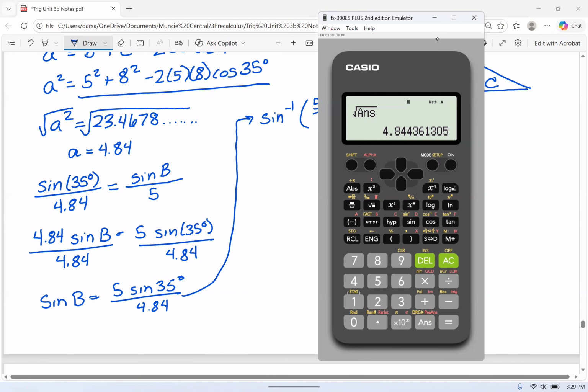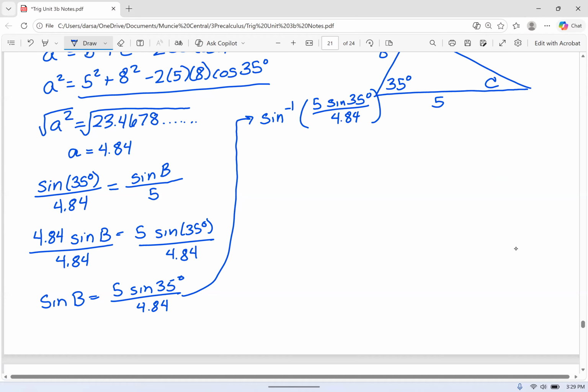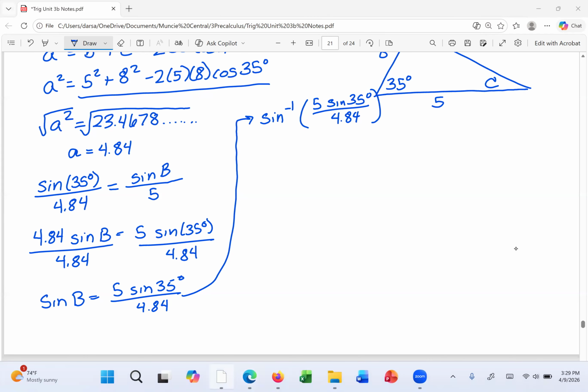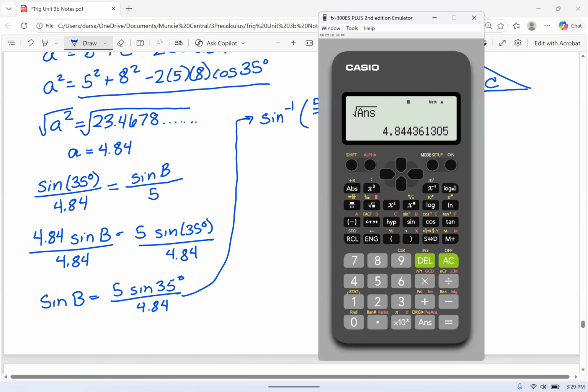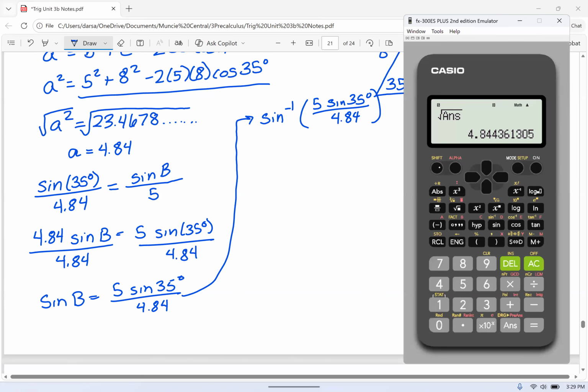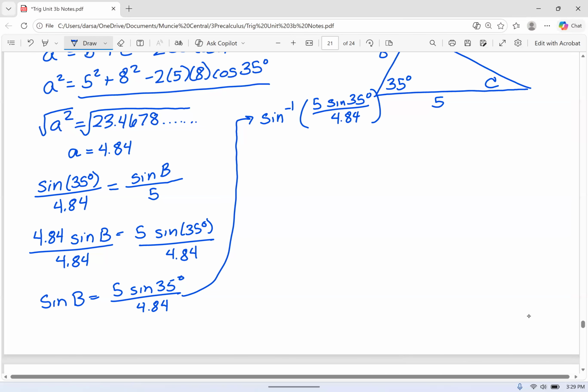Make sure I can see this. Here we go. Okay, so sine inverse, fraction, 5 sine 35 over 4.84, arrow out, close, and we get 36.34 degrees. So that is, B is 36.34 degrees.